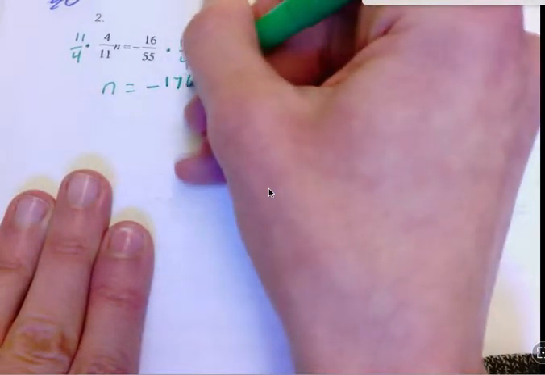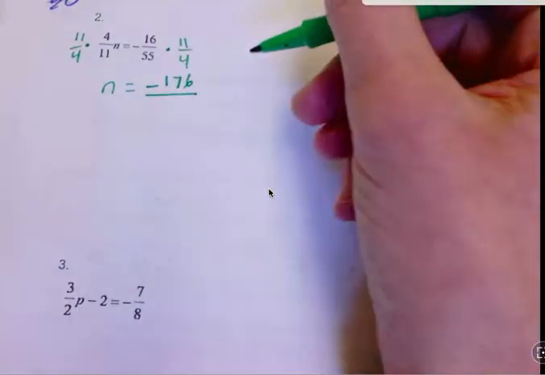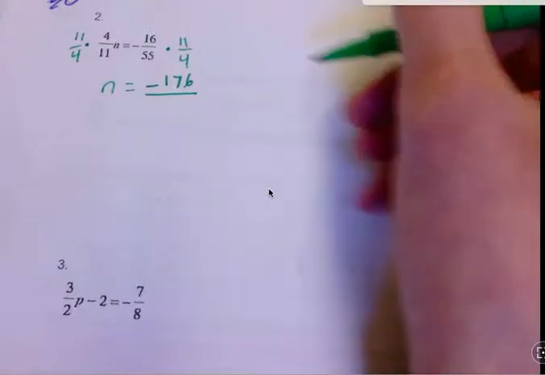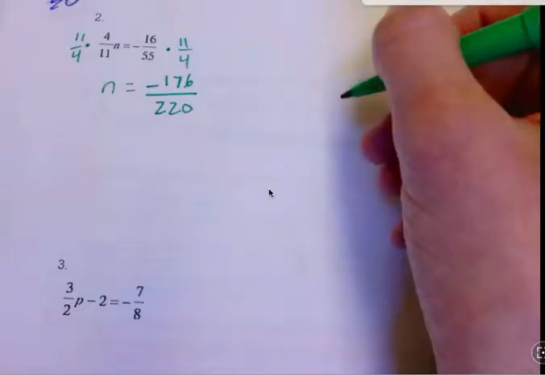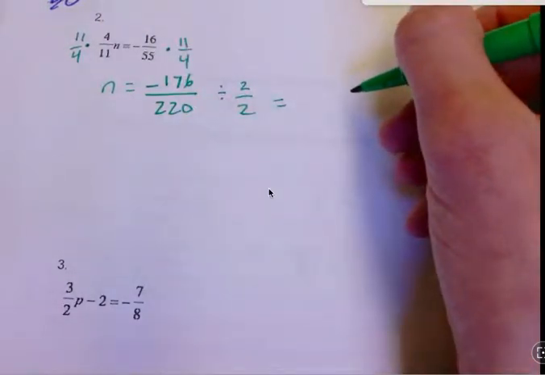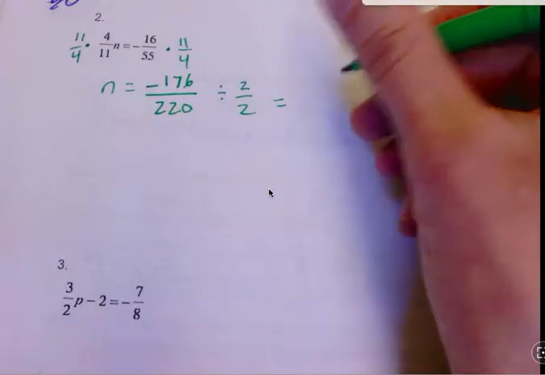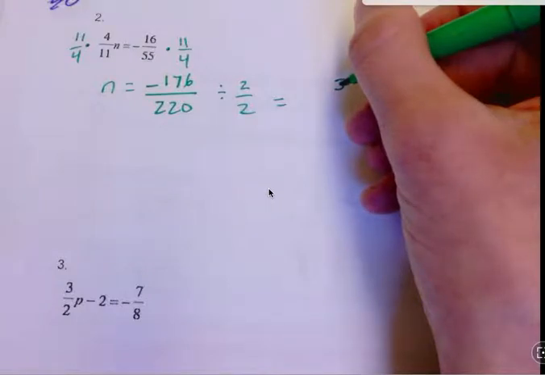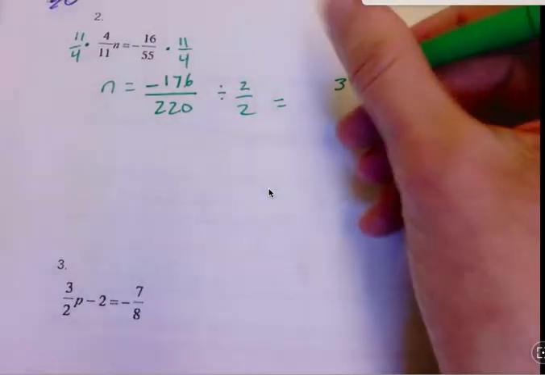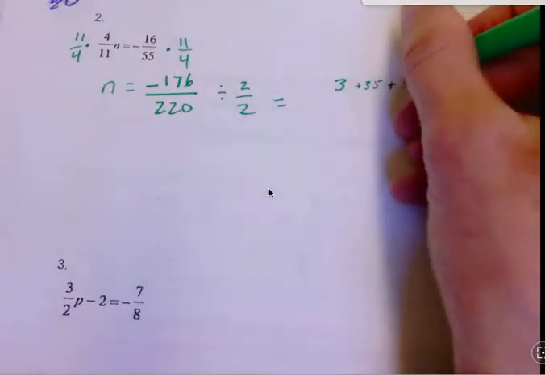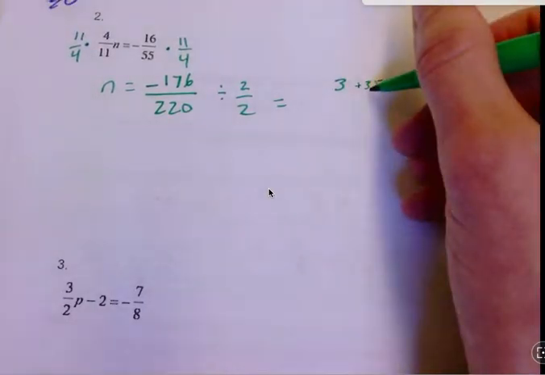Negative 176. And then 55 times 4, well, 50 times 4 is 200, and 5 times 4 is 20, so 220. And I could simplify this by dividing both sides by 2. So then negative 176 divided by 2. Okay, let's break it down. 6 divided by 2 is 3. 70 divided by 2 is 35, and 100 divided by 2 is 50. So I'm going to have 88.